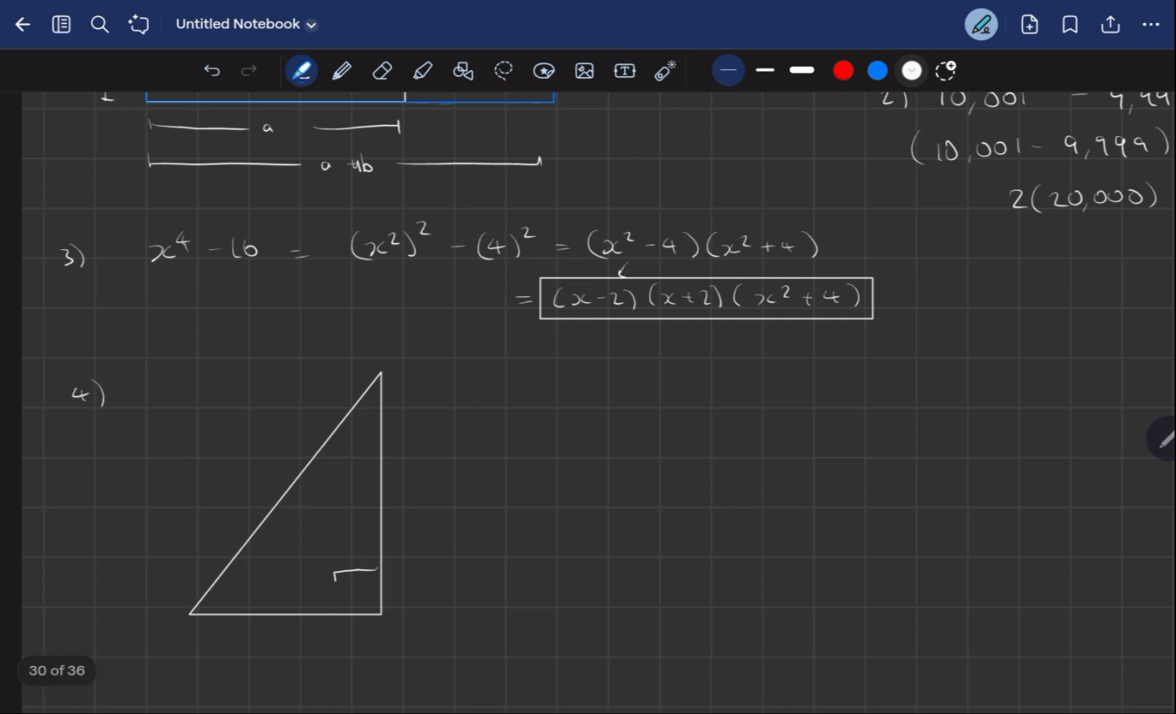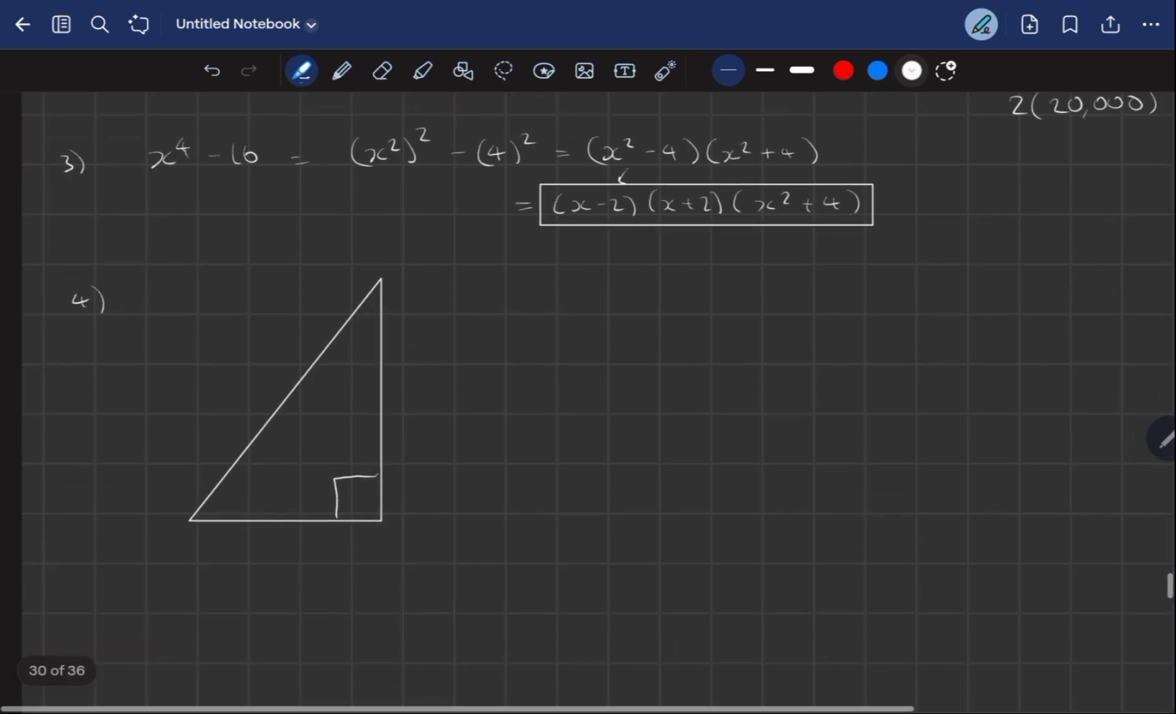Draw that in. The question states that the shortest side length is 11, so let me just write this as 11. The question is asking how many triangles we can have where all these side lengths are integers and 11 has to be the smallest. We know that 11 cannot be the hypotenuse because the hypotenuse is always the longest. So let's just say it is this leg right here.